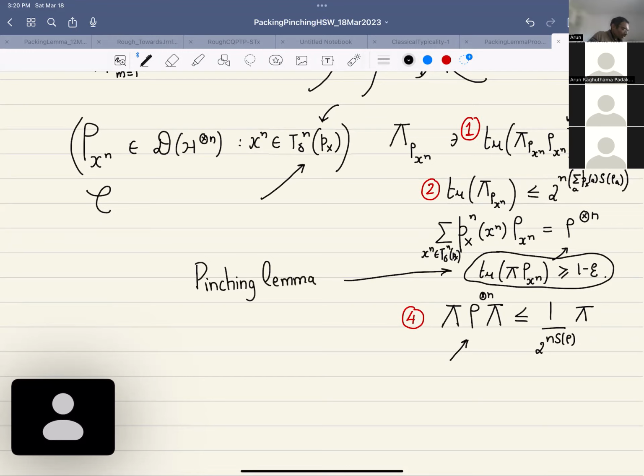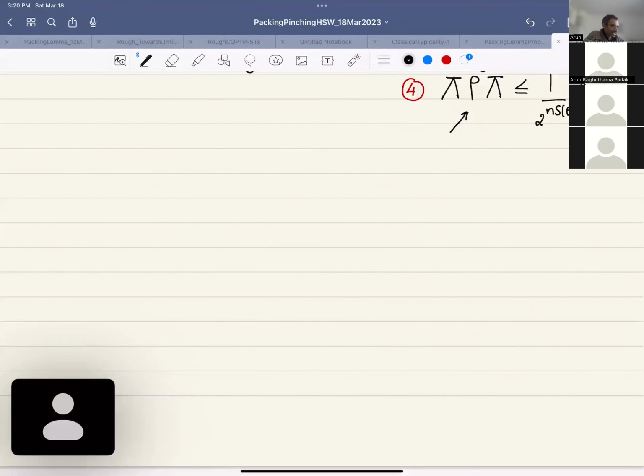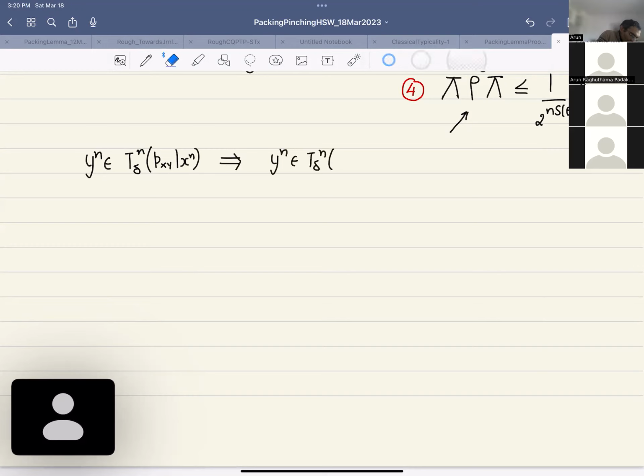So this goes back to your typicality, and you might at that time wonder why I'm doing this, and why this is non-trivial. Remember, in the classical case, if yn is in the conditional typical set of pxy given xn, then this naturally implies that yn is individually typical. So you don't have to worry about this, but that is not clear in the quantum case. So we will prove this.